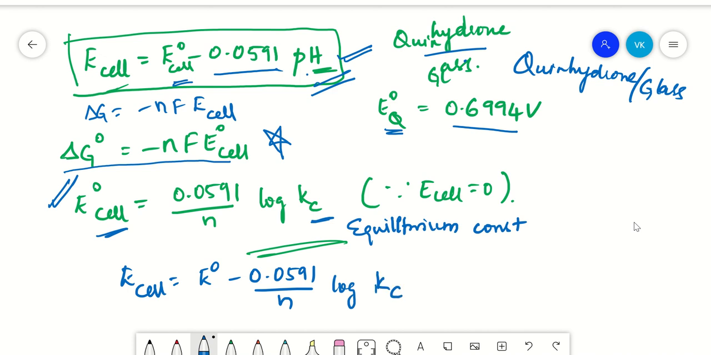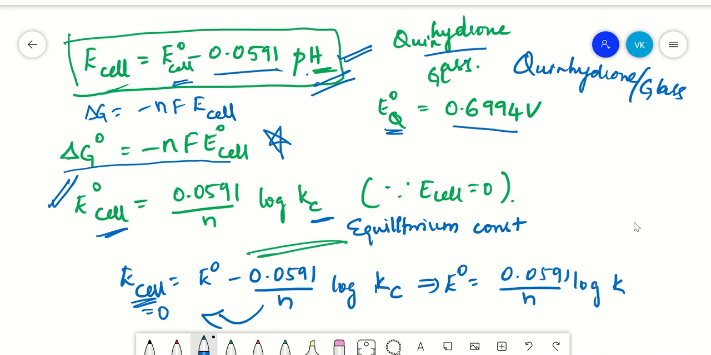In the equilibrium state, E cell will be equal to 0. So we just move this to that side, and then you get E naught is equal to 0.0591 by n log of Kc. So this is the equation relating your E naught cell and the equilibrium constant. This is also a very important equation in your electrochemistry.